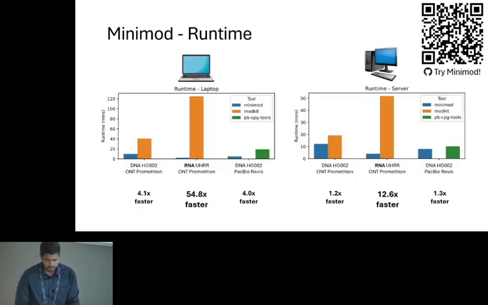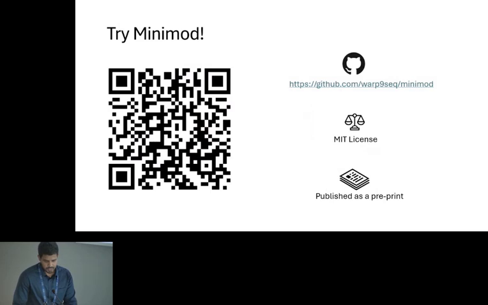Also about the runtime, when we ran it with DNA datasets, it was 4 times faster on a laptop and 1.3 times faster on a server compared to the state-of-the-art tools. And especially I want to highlight RNA data here. It was 55 times faster than ModKit on a laptop and 12 times faster than ModKit on a server, which is very impressive.